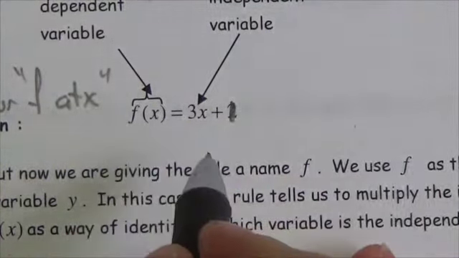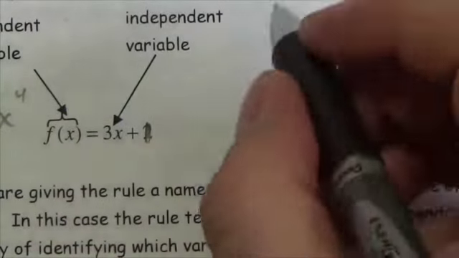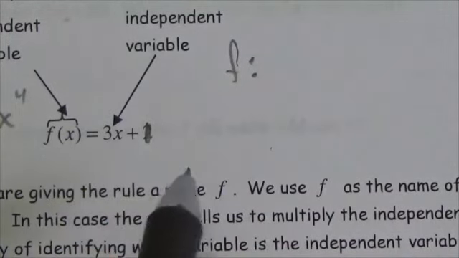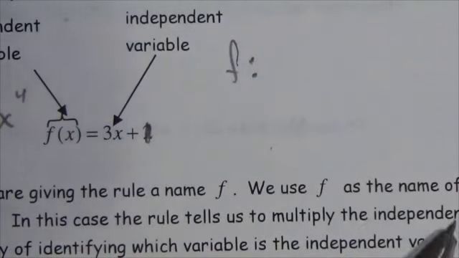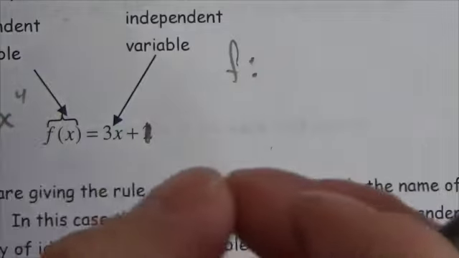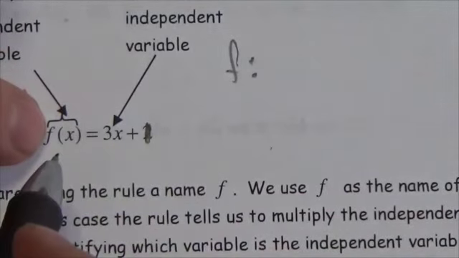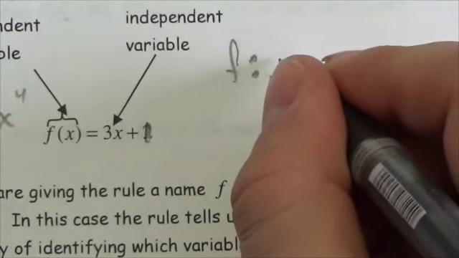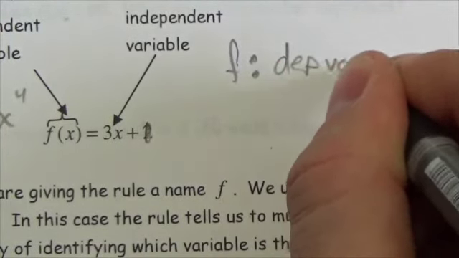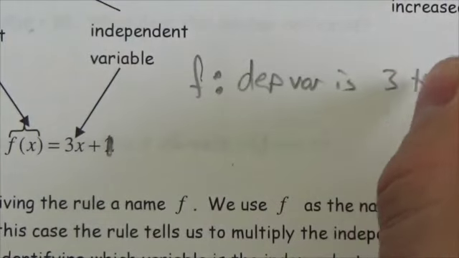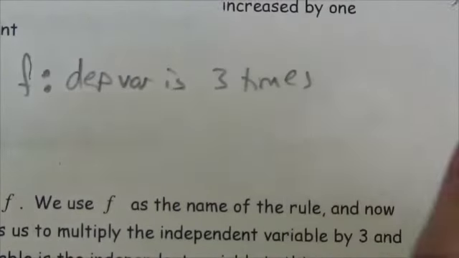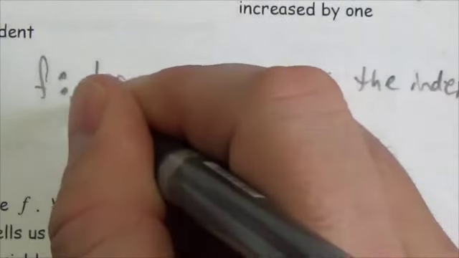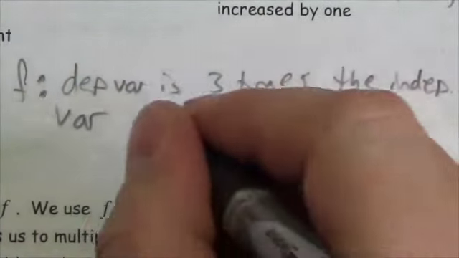In this particular context here, what the f means, the f is going to be the rule of dependence: how the dependent variable depends on the independent variable. So f is going to represent that rule. It's going to represent the dependent variable is 3 times, now I'm running off the screen here, 3 times the independent variable, increased by 1.